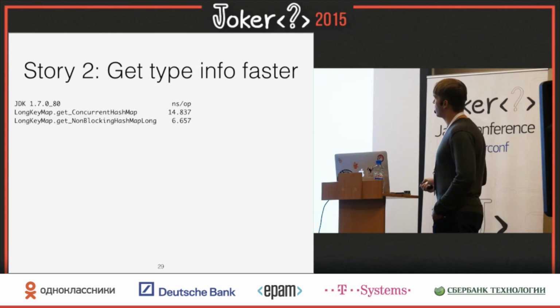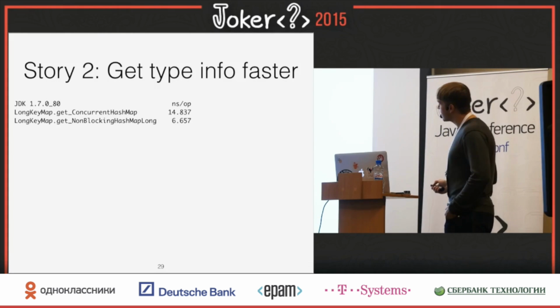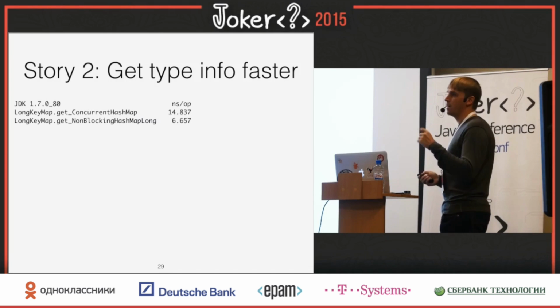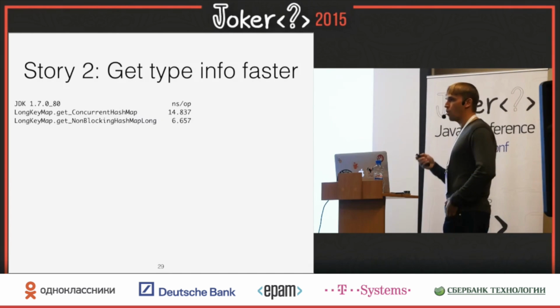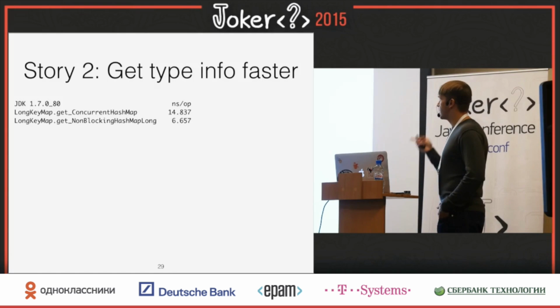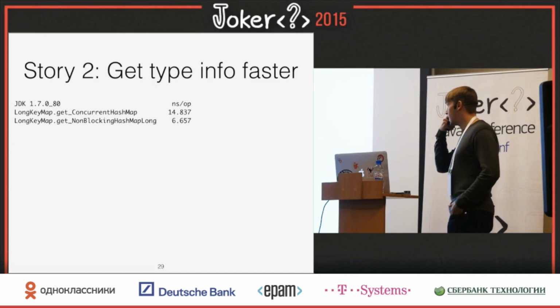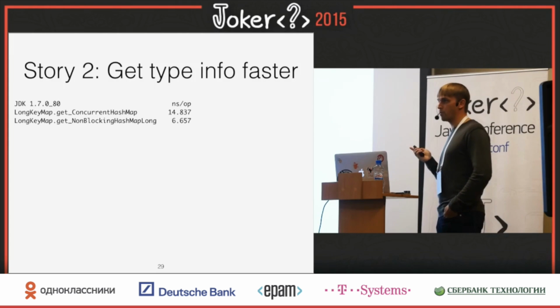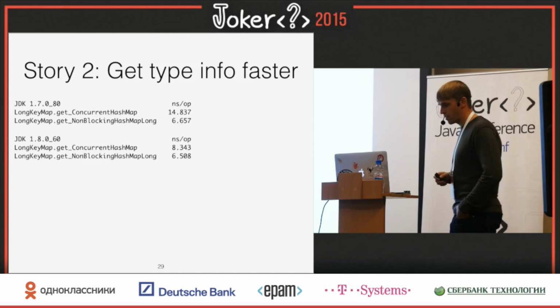So if we look in Java 7, we have ConcurrentHashMap and NonBlockingHashMap. We have more than a factor of 2 difference. And the thing is, whenever I call ConcurrentHashMap, I have to allocate an object, because I have a long primitive, it must be boxed into a Long object. And just while running this benchmark, it generates 1.3 gigabytes a second of garbage. And this is bad. So, all right, what if we go to the next generation of JDK?